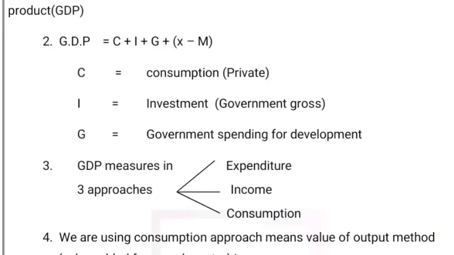How do we measure this GDP? GDP is measured in three approaches, which are not mentioned in the textbook. What are the three approaches? First one, expenditure approach. Second one, income approach. Third one, consumption approach.